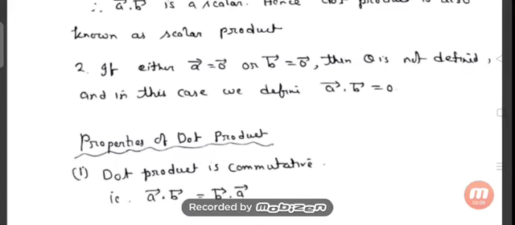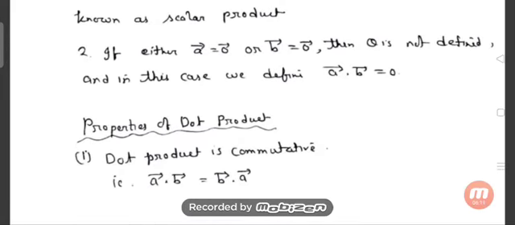After that, I'll go to some properties of the dot product. Your first property of the dot product is what? The dot product is commutative. That means the dot product satisfies the commutative law. Hope you remember your commutative law. Everywhere we have this product, commutative law, is it not?